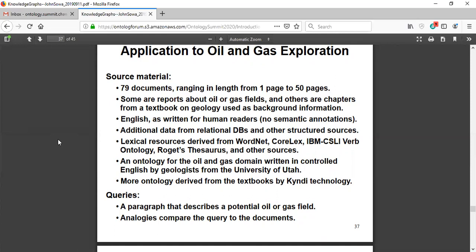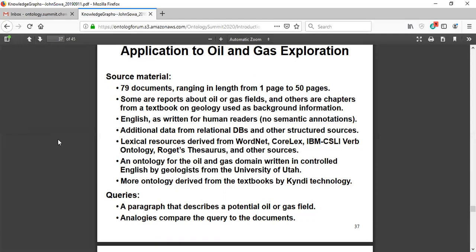Now, the source material was 79 documents ranging in length from one page to 50 pages. Some are reports about oil or gas fields. They're English as written for human readers, with no semantic annotations, no annotation with XML or anything else. But they had additional data from relational databases and other structured sources.